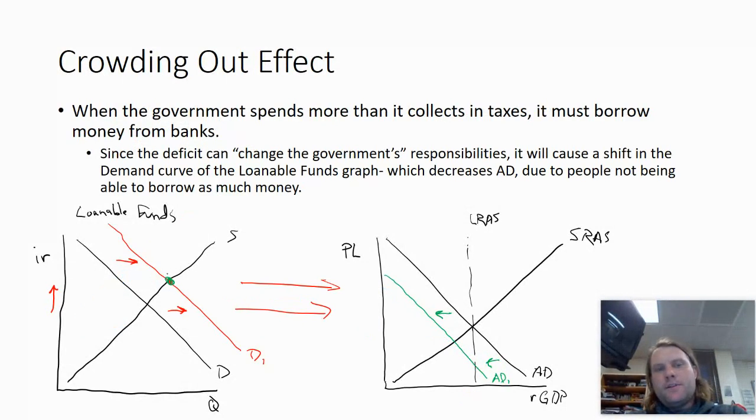Usually, the crowding out effect is going to refer to this aspect of it. The government's going to borrow so much money, it crowds out people. They're not able to borrow that money. So that's what you really need to be familiar with. Higher interest rates, lower output is what you really, really, really need to know.